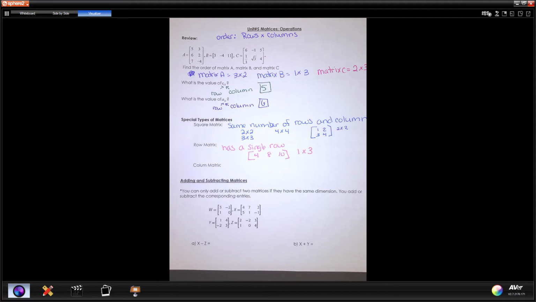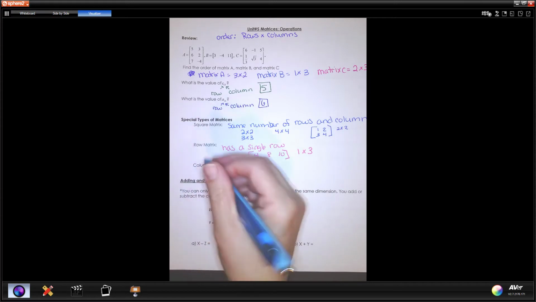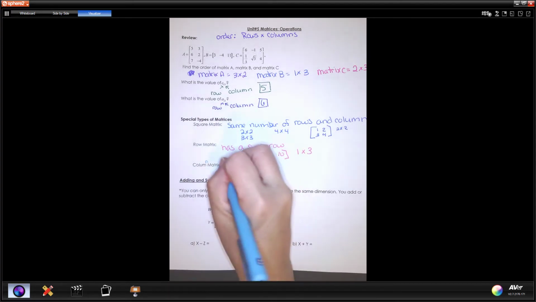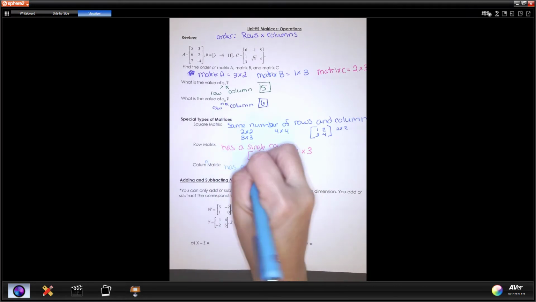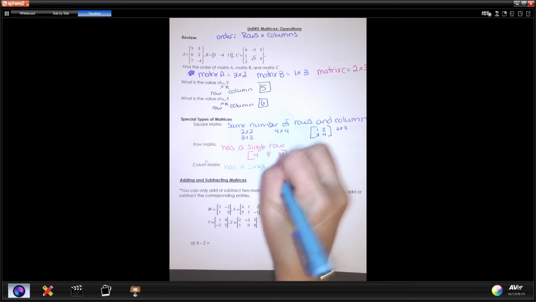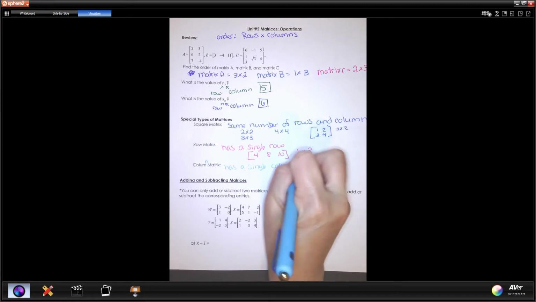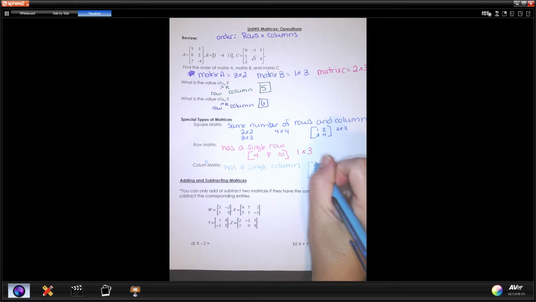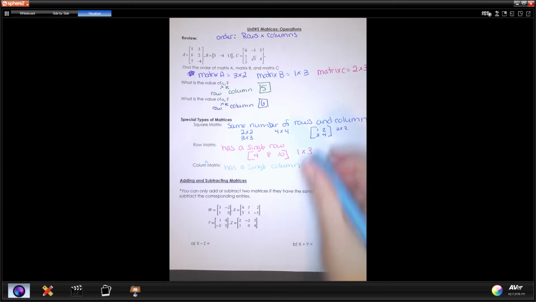And I bet you can probably guess what a column matrix is at this time. And oh, look, I have a misspelled word. There is a huge shock that I forgot the N. So a column matrix has a single column. And so that could be something like 1, 2, 3 going vertically. So this would be a 3 by 1.